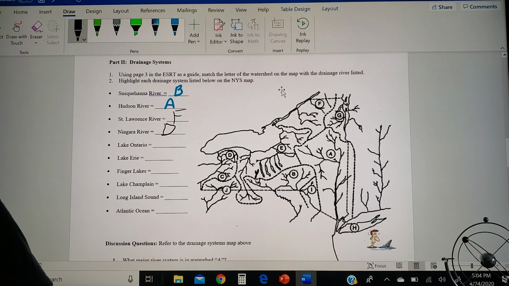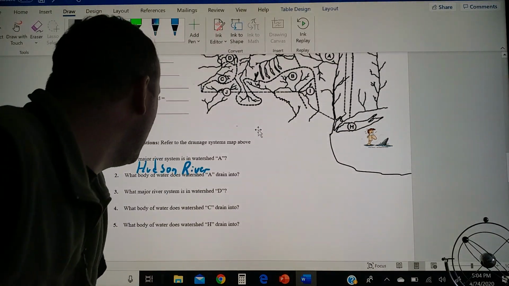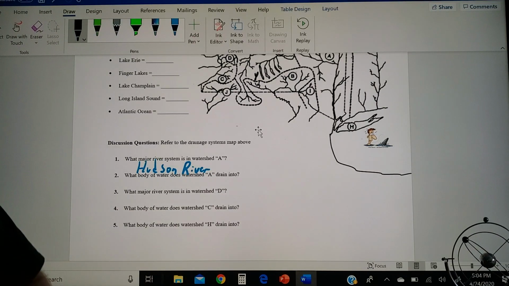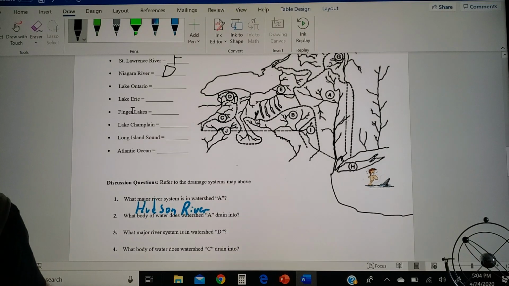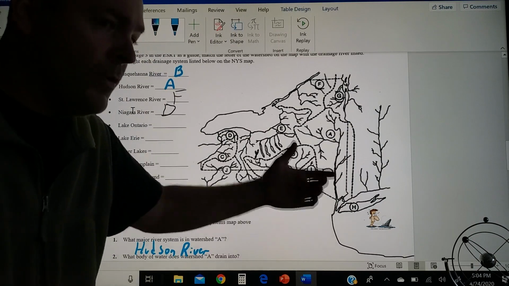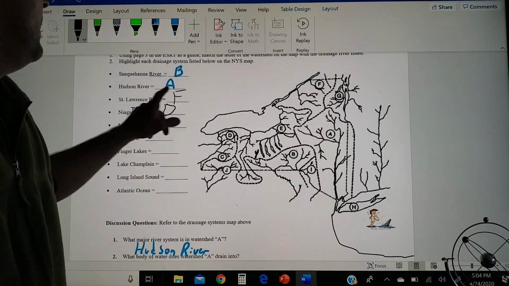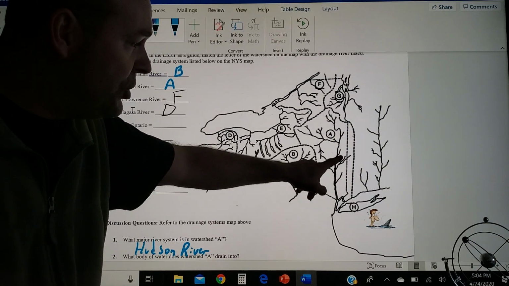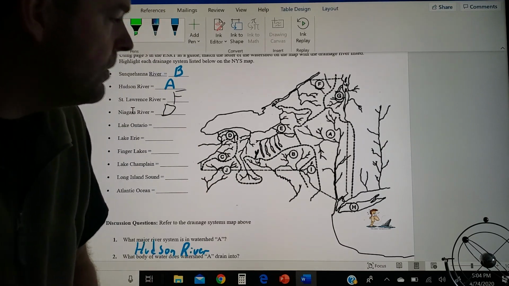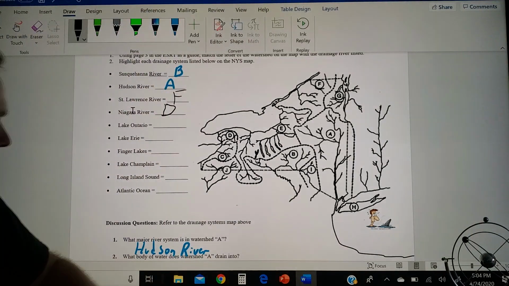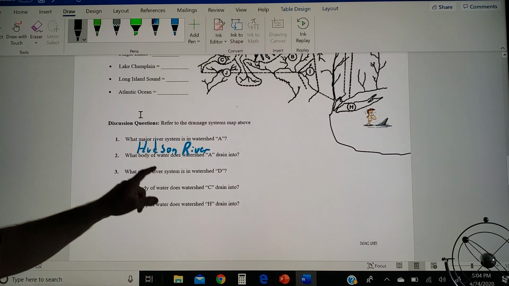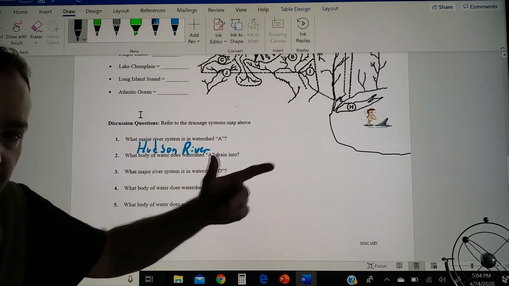The next set of questions asks you what's draining into what. Well, what body of water does watershed A drain into? So look closely at A. A is this area here. Well, what river was that? You've already labeled it. So that would be your Hudson, which eventually drains down into the Atlantic Ocean. Okay, watch out for the sharks there. You would say Hudson/Atlantic Ocean.